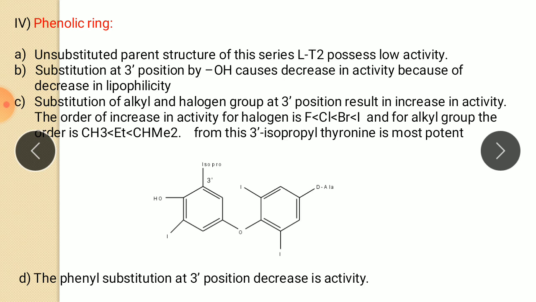Next point, substitution of alkyl and halogen group at 3' position results in increase in activity. The order of increase in activity for halogen is, sorry, here iodine is more active than bromine, then bromine is more active than chlorine, then fluorine. Similarly, in case of alkyl substitution, isopropyl group is more active than ethyl, than CH3. So the substitution of alkyl and halogen group on this position is called the 3' position.